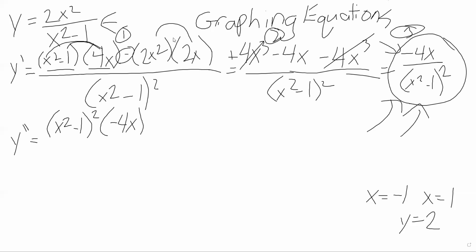So we got bottom times the derivative of the top minus the top. Messed that up. Got to be very careful, and that's why it's important to follow along. So we got bottom times the derivative of the top, so that's going to be negative 4, minus the top, so it's going to be negative 4x times the derivative of the bottom. So how do we take the derivative of the bottom? It's x squared minus 1 squared.